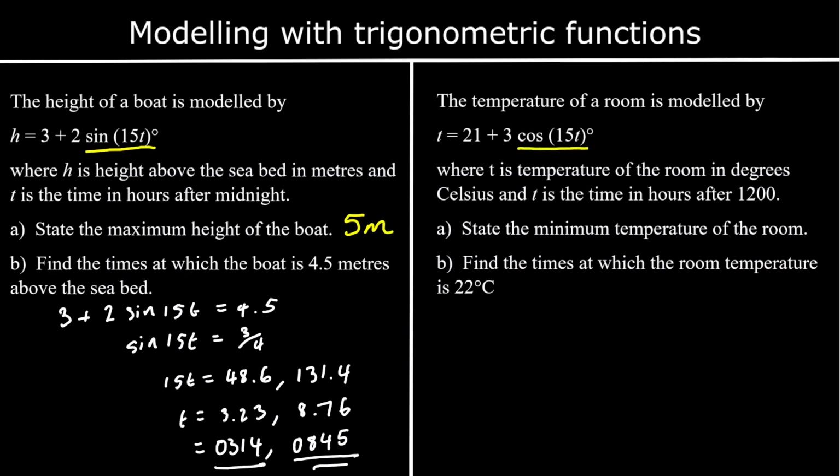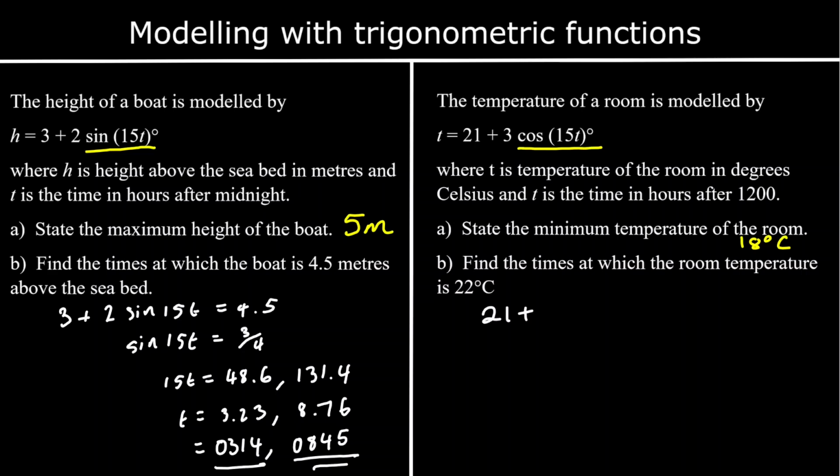So this time, our cos can go between 1 and -1. The minimum is going to be when it's -1. It's going to be 21 take away 3, which is 18 degrees. Find the times when the temperature's at 22.